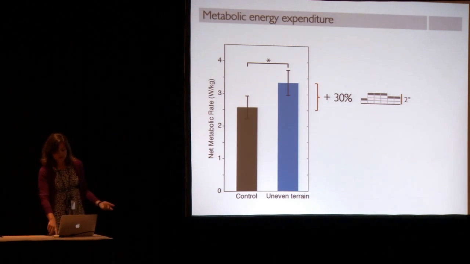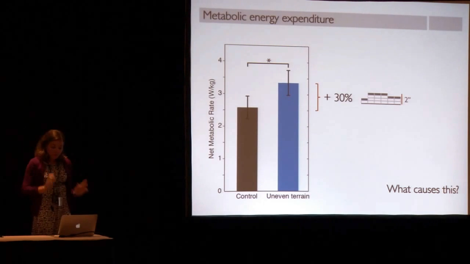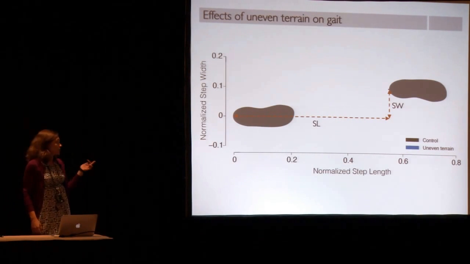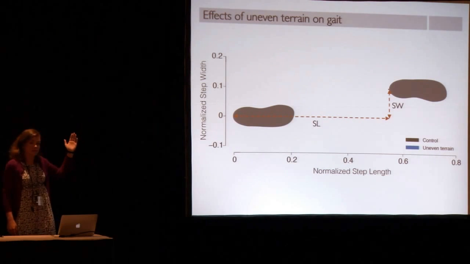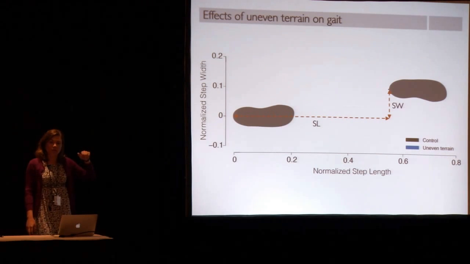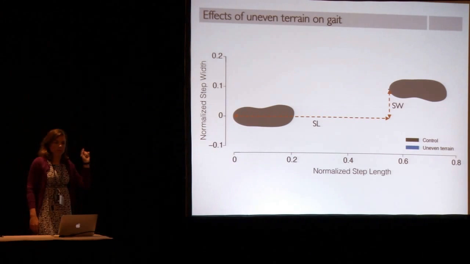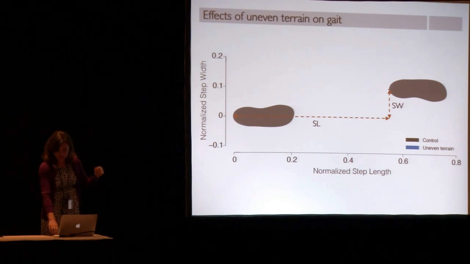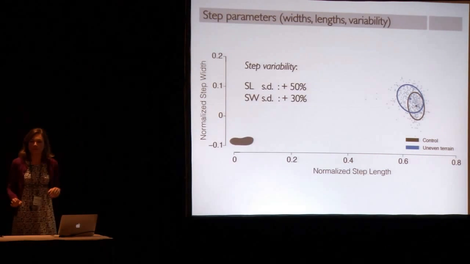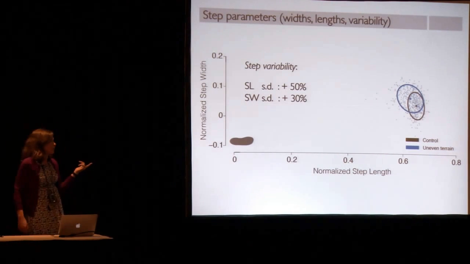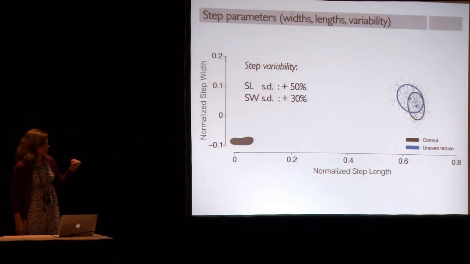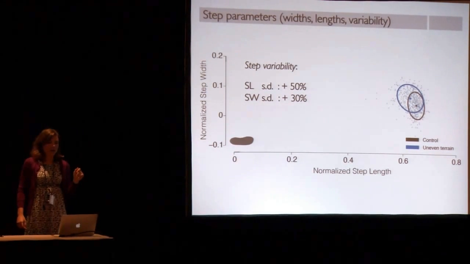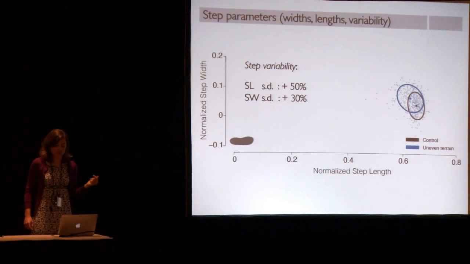The question, once again, is what causes this? The first thing we looked at was the step parameters, and this is how I'm going to present them. I have step length plotted against step width, which were calculated as the x and y directions from the calcaneus markers of the 2 feet. First, looking at the variability, just to make sure we are in fact perturbing them like we wanted to. This is a representative subject. The black dots are individual steps for that subject on the control condition on the level foam, and the blue dots are on the uneven terrain.